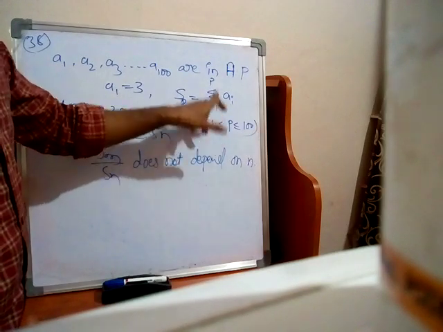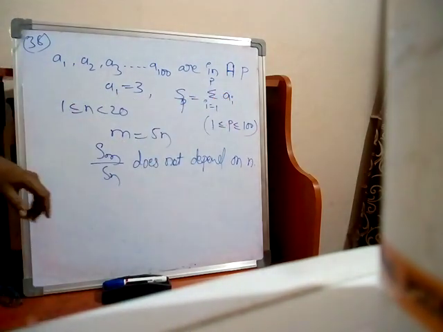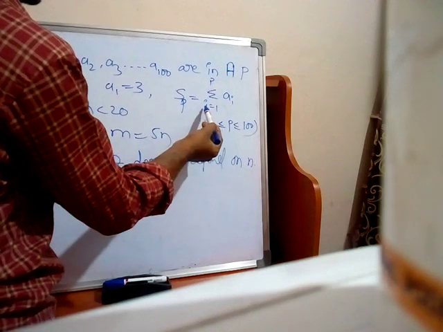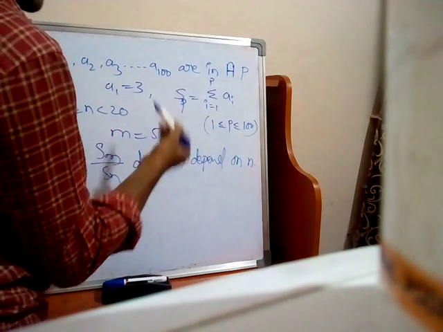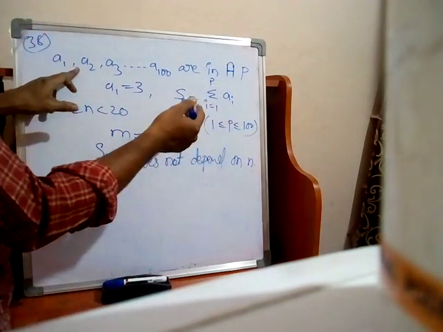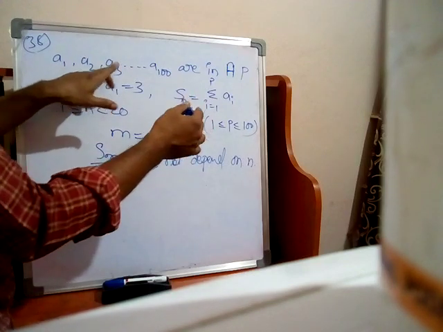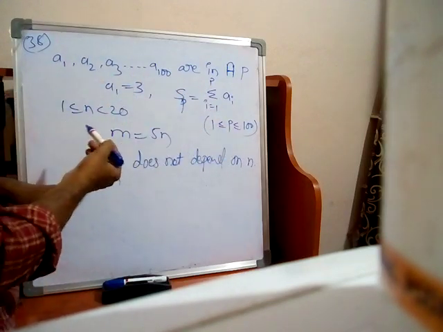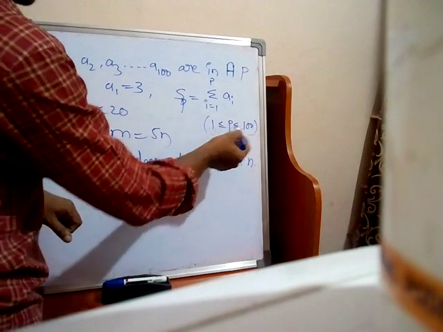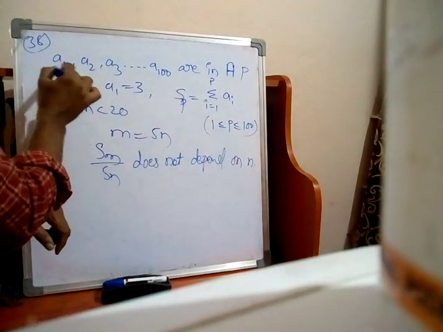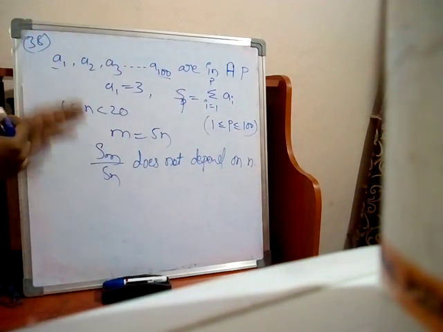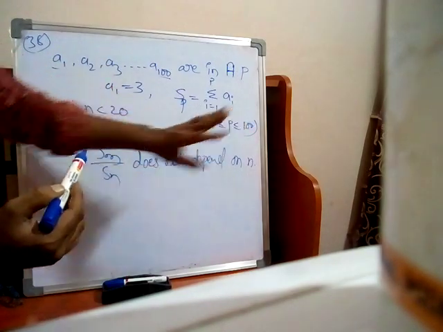So sigma i is equal to 1 to P of Ai. If you take i is equal to 1, A1, plus i is equal to 2, A2, plus i is equal to 3, A3, plus i is equal to 4, A4, like that only. Here P values exist between 1 to 100, included. So these all are P values, 1 to 100.